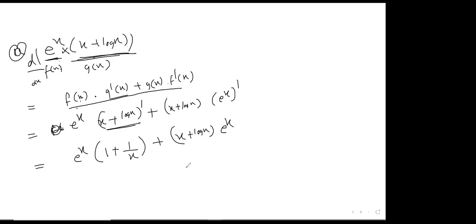I hope this is clear. Or what you could have done, just open the brackets. This question also can be solved as e raised to the power x into x plus e raised to the power x into log x. Solve this one, add them, you'll get the answer. Both the methods are absolutely correct.